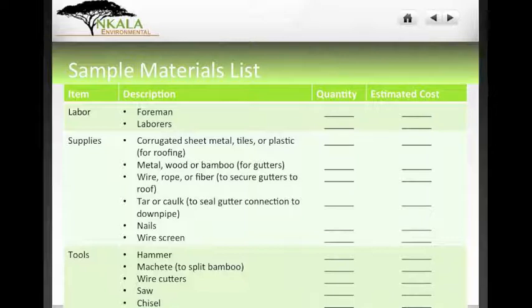Next, you want to look at the supplies. So what will you need? If you're building a house, or you have a small shed that you're using for rainwater harvesting, what type of roofing material do you want to use? Are you going to use metal tiles, plastic tiles, metal sheets, plastic sheets, or clay tiles? What quantity of those are you going to need? What's the estimated cost of those things?